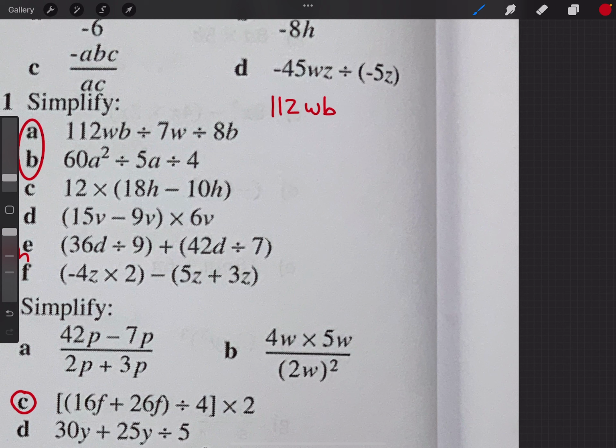Let me see. Yes, it'll be 16. Alright. So this will be 1, this will be 16. So after all that, you're going to get 16B. Now you're going to divide this 16B by 8B. So you're going to cross out the B. 16 divided by 8 is 2. The answer is equal to 2.